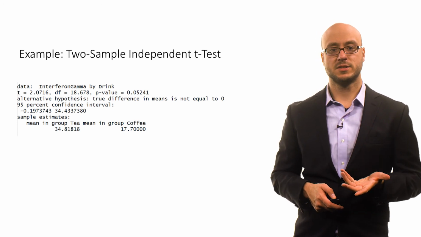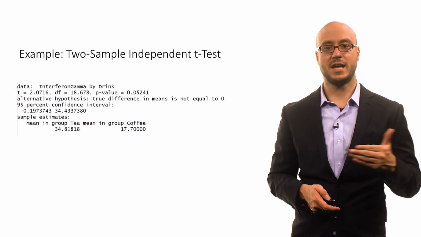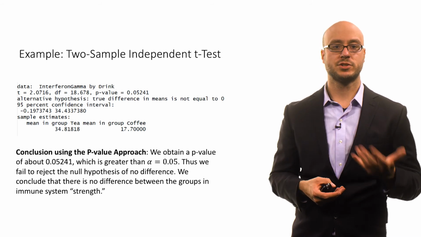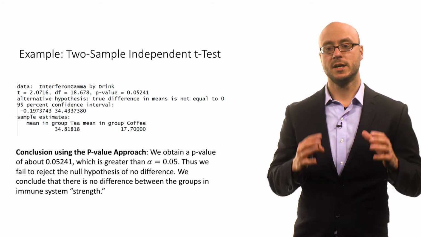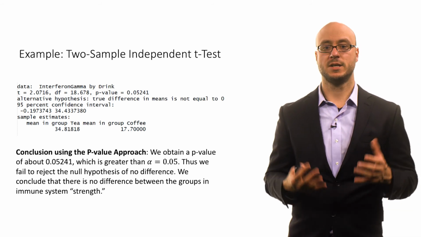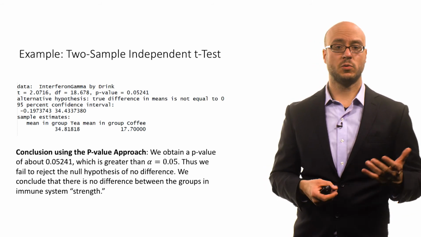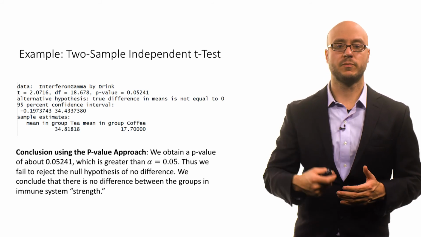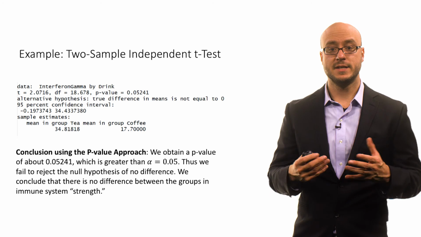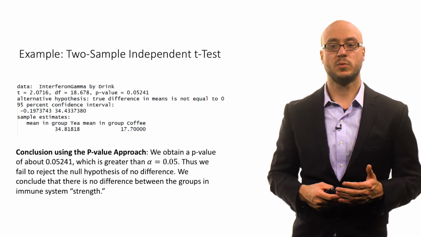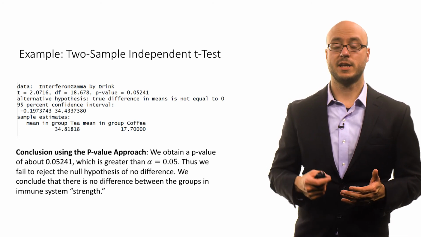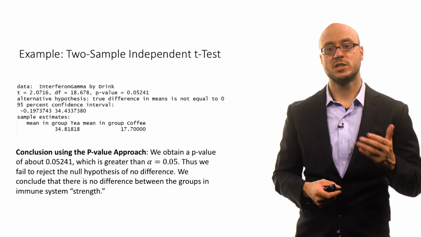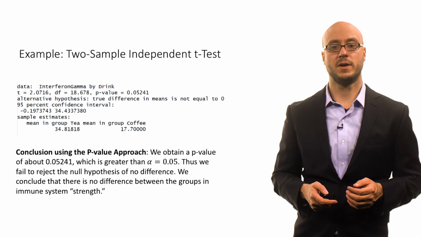So we can see the statistical software will give us the means of each group, the sample means. And we can use a p-value approach or a test statistic approach. Again, we're going to use statistical software for this, and you can use p-values or you can interpret the test statistic if you're given a probability distribution. In this case, the p-value is 0.05, which is greater than our conventional level of statistical significance of 0.05, so we fail to reject the null hypothesis.